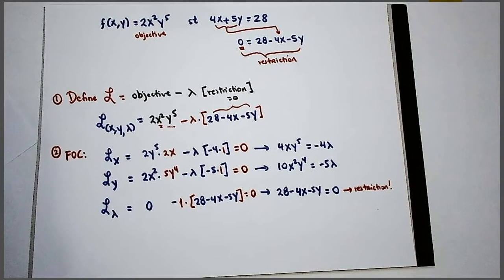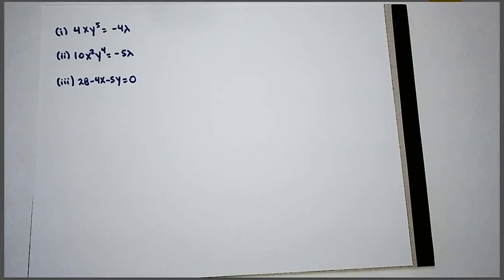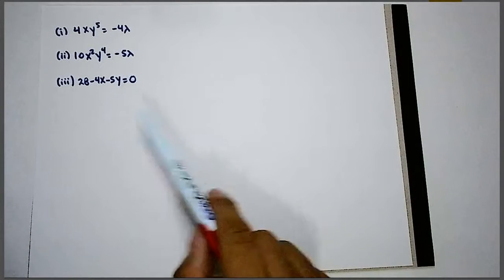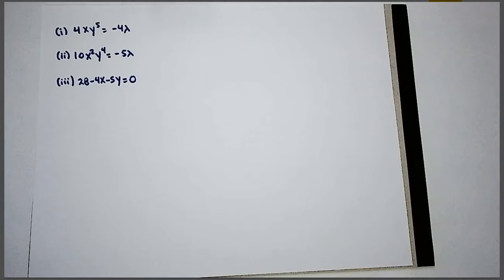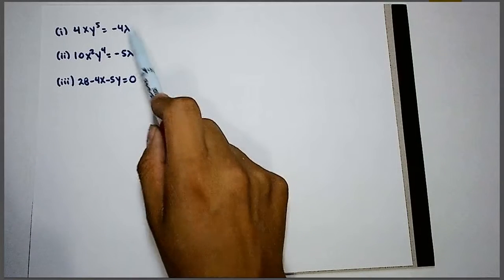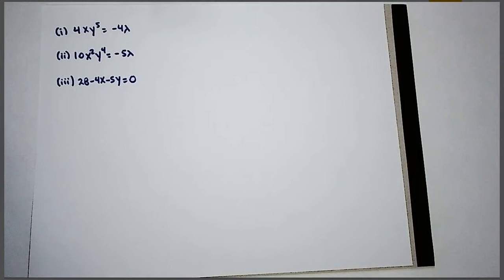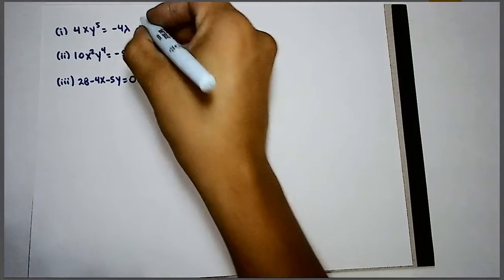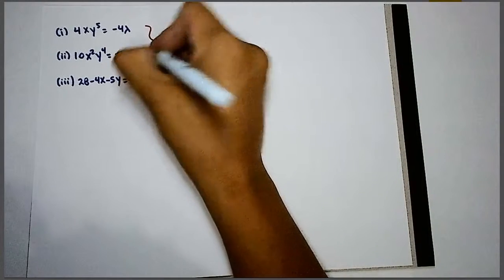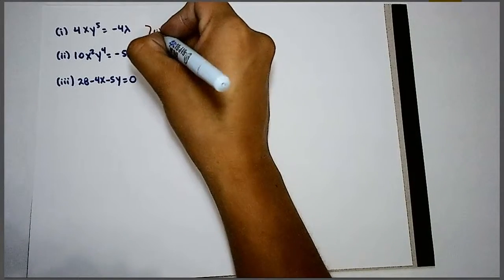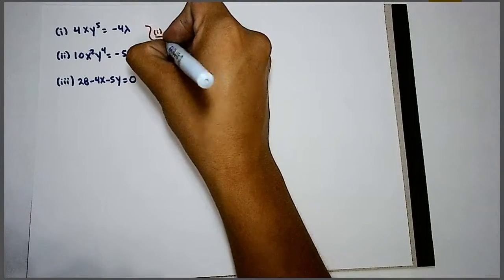Now let's copy these two on the next page. Notice that we have 3 equations and 3 unknowns, therefore we can solve this problem. But we cannot use Cramer's rule because these 3 equations are nonlinear, specifically these 2. But what we can do here is let's divide the first equation by the second equation.